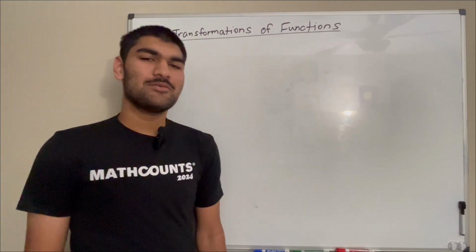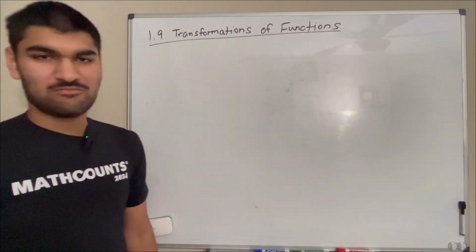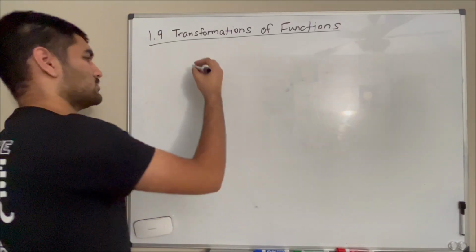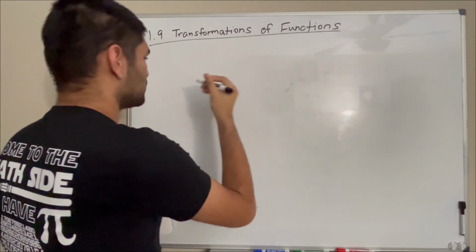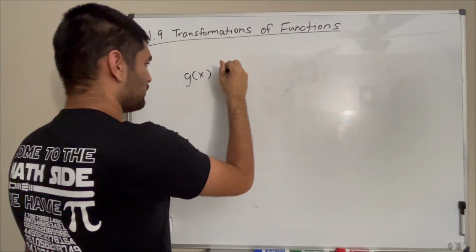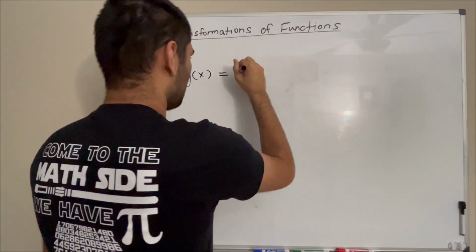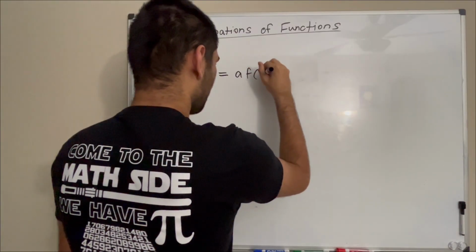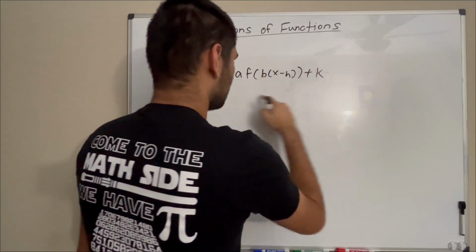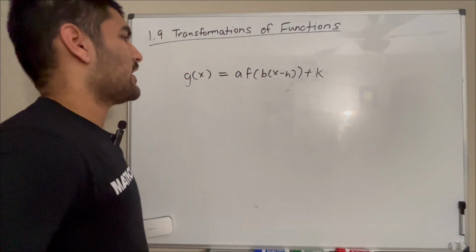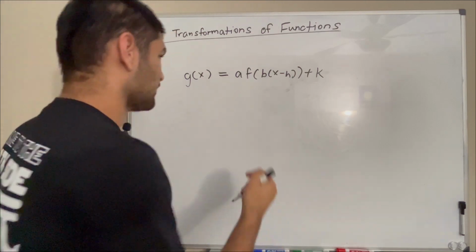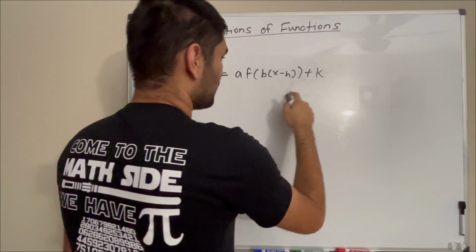In this video, we will be talking about 1.9 transformations of functions. Alright, so let's get right into it. So the general form for a transformation, so let's say g of x is a transformation of f of x. So the general form is the following. So these are all the possible transformations that f of x could have in order to get g of x. So let's just go through them one by one.